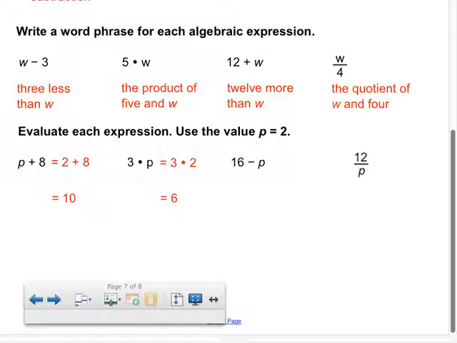Okay, here we got 14 because 16 take away P, which is going to be 2. 16 minus 2 is going to be 14. And then over here, you're telling me 6 because 12 over P is the same as 12 over 2, and 12 over 2 is the same as 6. Okay, any questions? All right.